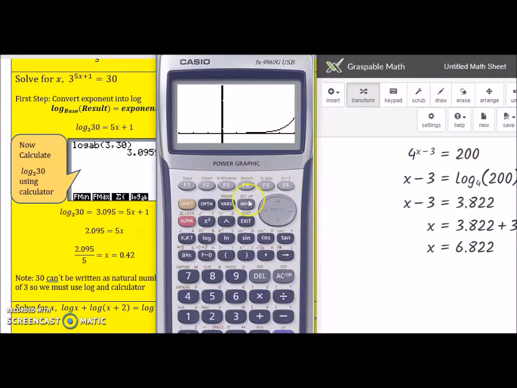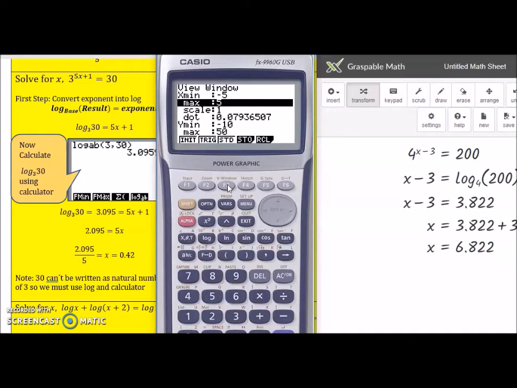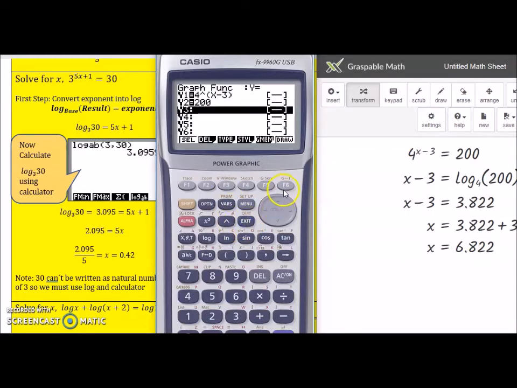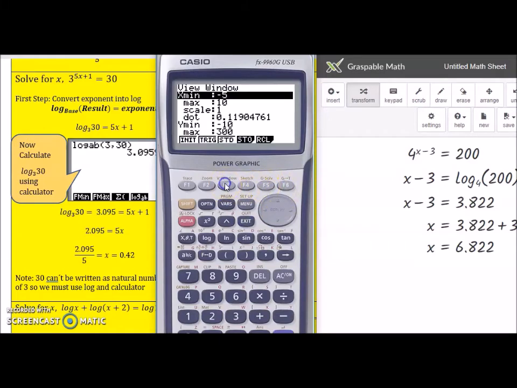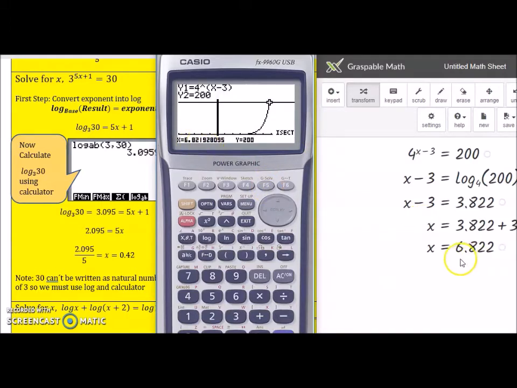Probably you need to change the window settings because my window is not accurate. For x I'm changing from -5 to 10, and for the y-axis, because my value is 200, I should take higher than 200 for y. For x it is okay, -5 to 10. For y, let's see, -10 to 200 or 300 something. So I'm using 300 here. Exit, draw again. You can go back and change the lower part of y from -10 to -50, then press exit again, draw. Look for the intersection. So you press G-Solve, F5, and then intersection, ISCT. You will see the x value is 6.822.